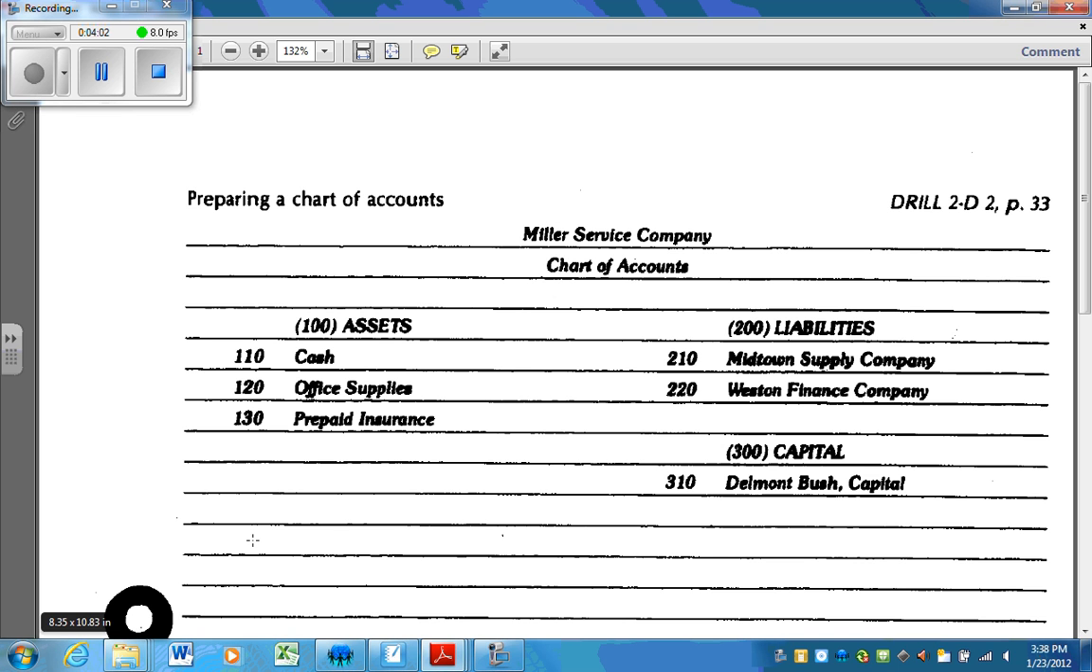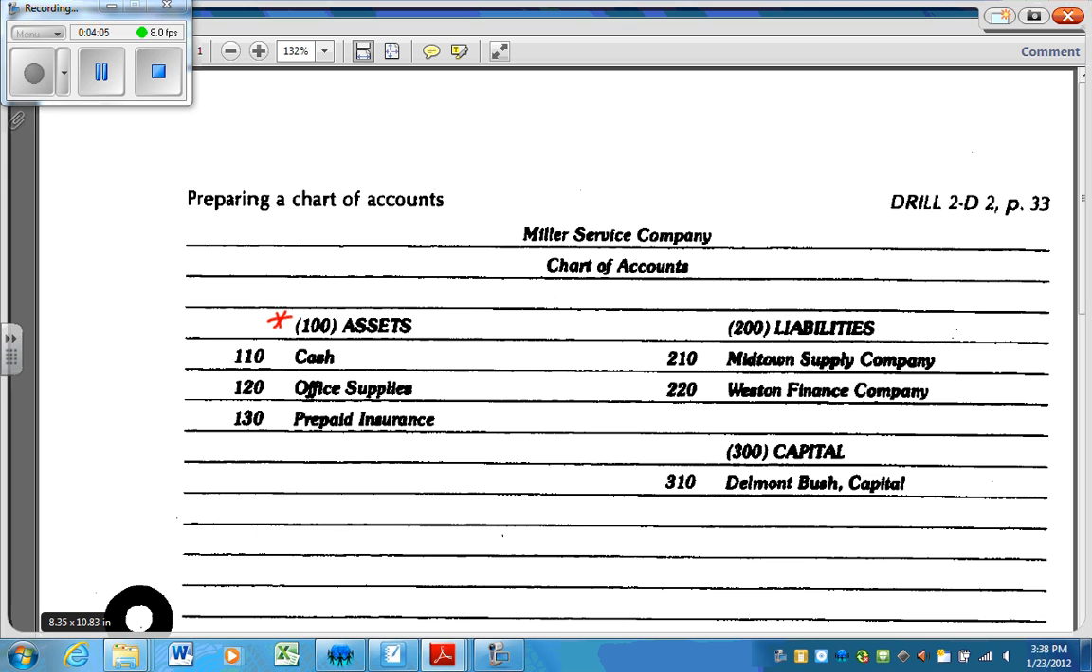Your assets are always in the 100s. Your liabilities are always in the 200s. And your capital is always in the 300s. You're going to list each of your accounts. The question always tells you what your assets are. And you're going to give them numbers going up by 10. The reason why they go up by 10 is that if you were to get another asset, you need to fit it in there somewhere, you would be able to give it a number like 115 or 111 or whatever you happen to give it. So that's why they're saying 110 for cash, 120 is office supplies, 130 is prepaid insurance.